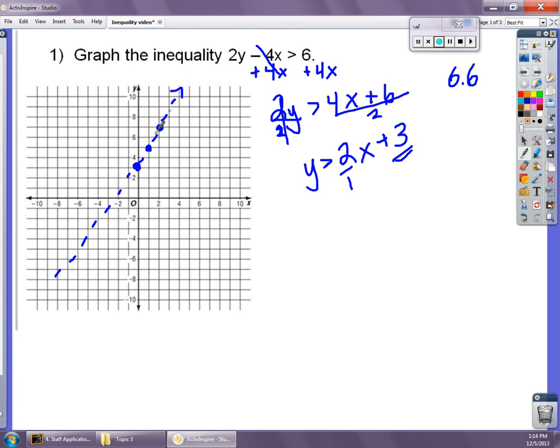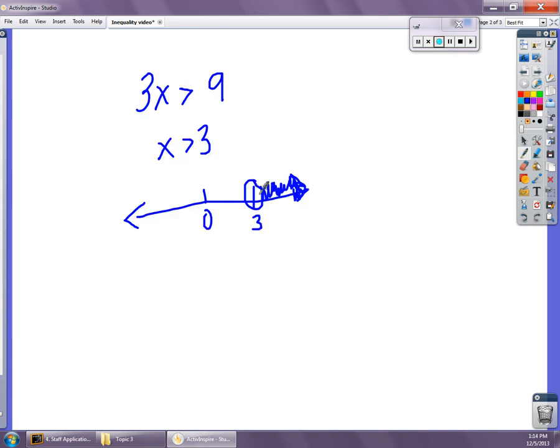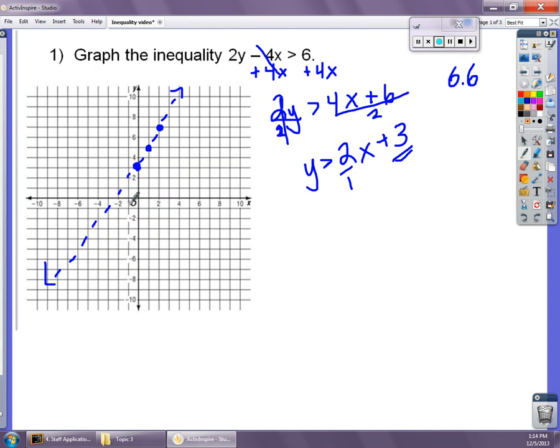What the dotted line signifies is pretty much the same thing as what the open circle signified. In the last problem, when you had an open circle, it signified that it has to be greater than 3, but it can't be 3. Well, this line says that you can have an answer. It's going to have to do with this line, but it can't actually be on the line. And that's what the dotted line represents.